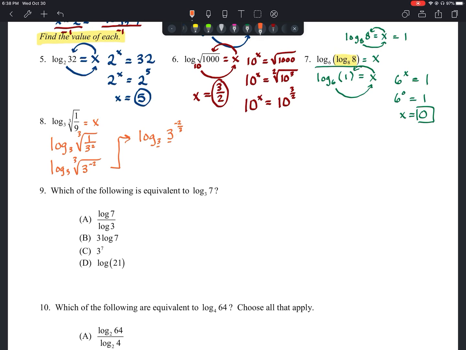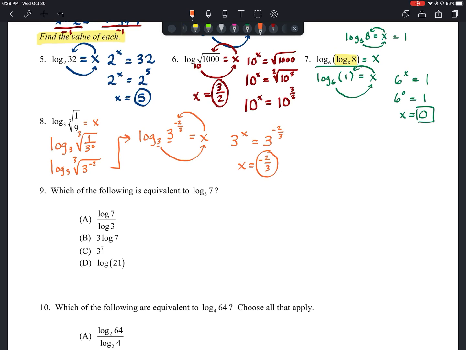Now, you could always still take it here and set it equal to x and do 3 to the power of x is equal to 3 to the negative 2/3 power. So 3 to the power of x equals our value of 3 to the negative 2/3 power, in which case we know that x has to equal negative 2/3. So that is the value of our expression on number 8.